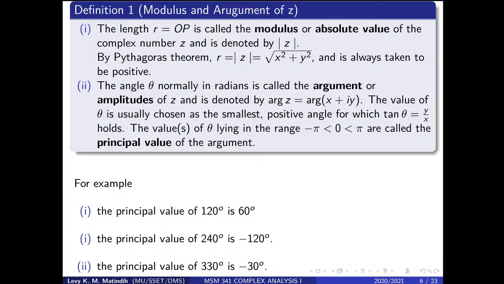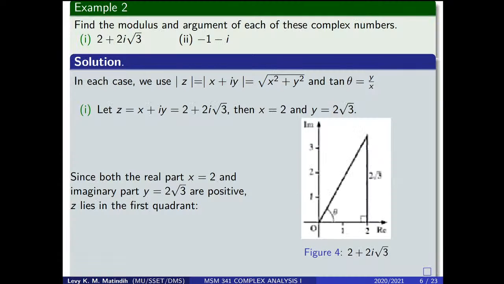So this is where you are seeing negative. Also, the principal value of 330 degrees. Remember, 330 degrees is in the fourth quadrant. So the principal value of this angle is negative 30 degrees.